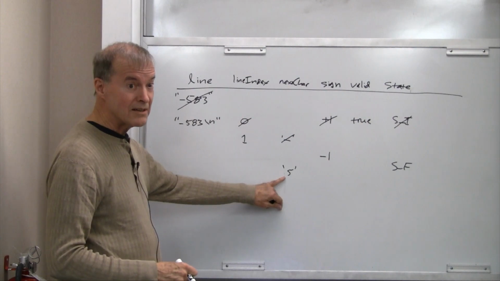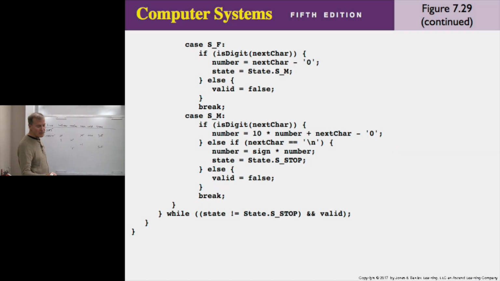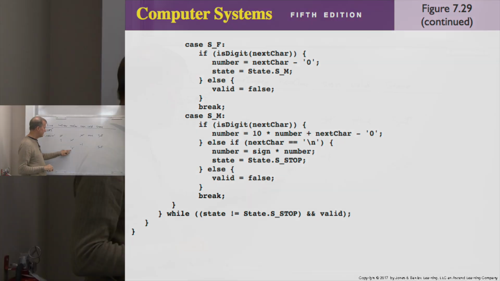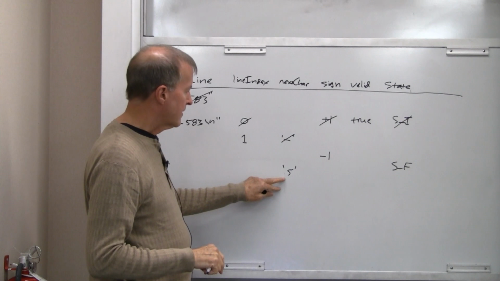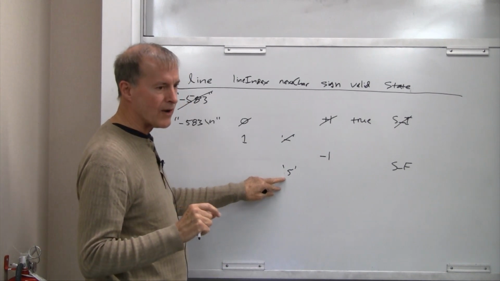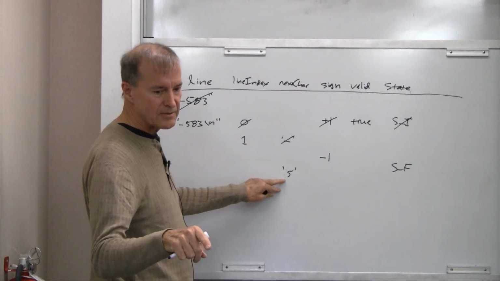Are we good? It is. It's a digit. So now watch what happens. Number gets what? Next char minus quote 0. Now what in the heck does that do? That changes this character 5 to what? To an integer 5, and what gets that?